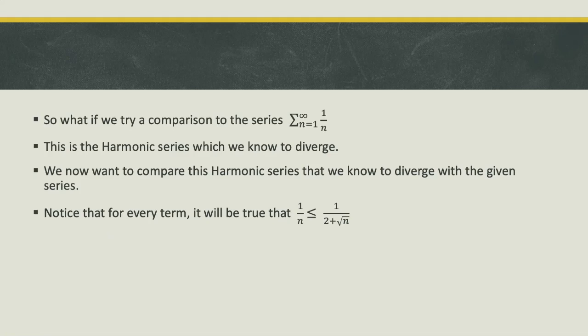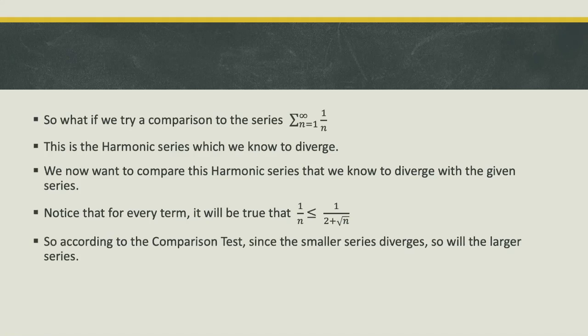Now this works out because now we've shown that the smaller of the two series is the one we know to diverge, so therefore the larger series, according to the comparison test, is also going to diverge. And therefore we can come to the conclusion that our summation as n goes 1 to infinity of 1 over 2 plus square root of n is going to diverge.